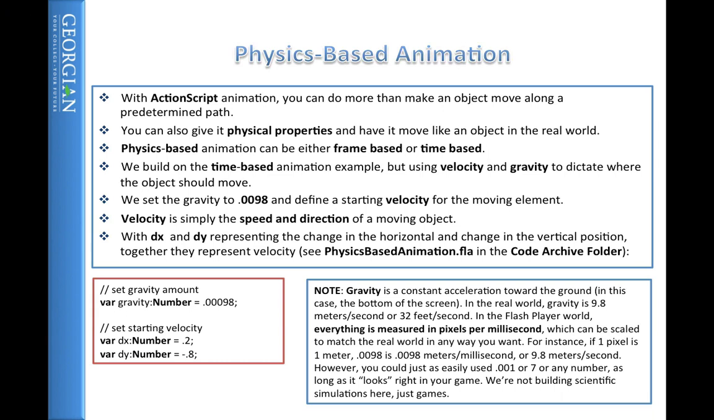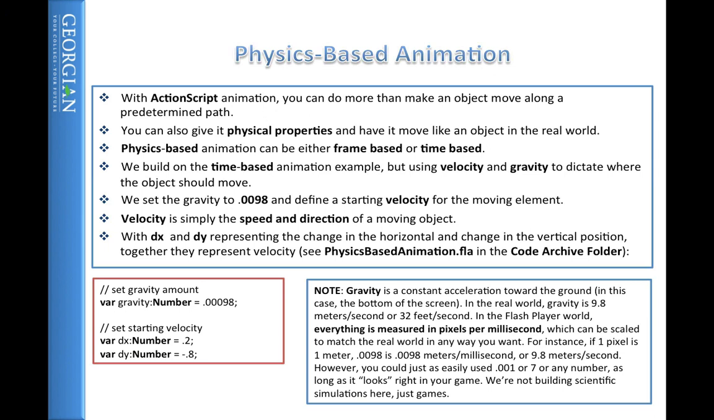0.0098 meters per millisecond, because remember, each second is 1,000 milliseconds. So you take 9.8 meters per second squared and divide it by 1,000, and you get 0.0098 meters per millisecond. And that gives you some kind of emulation of physics.